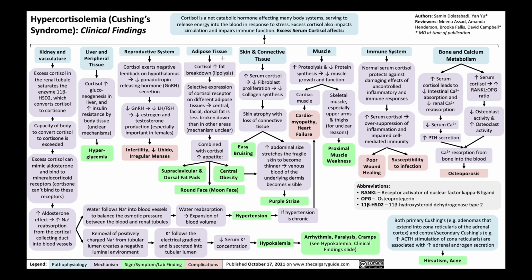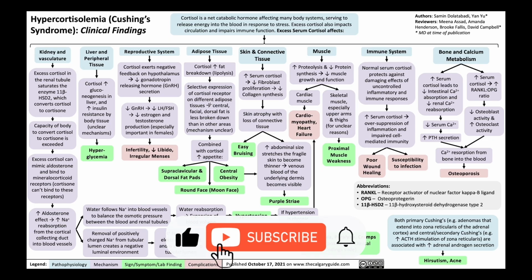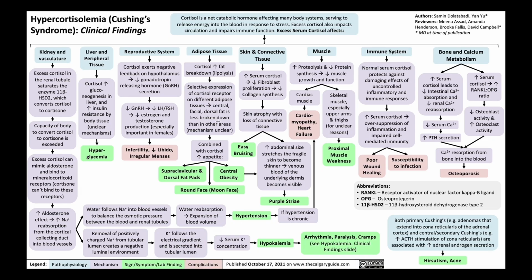In the adipose tissue, increased cortisol increases fat breakdown, or lipolysis. It turns out that there is also selective expression of the cortisol receptor on different adipose tissues, such that central, facial, and dorsal fat is broken down less than in other areas. Now, this specific mechanism is still unclear. However, combined with cortisol's effect of increased appetite, that results in supraclavicular and dorsal fat pads, central obesity, and a round face, otherwise known as a moon face.